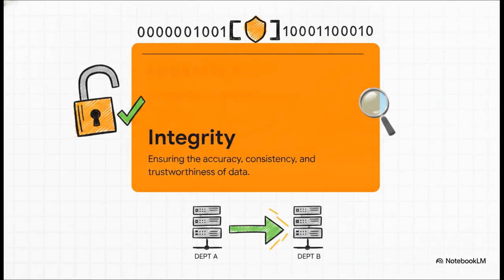Next up, the I is for integrity. This pillar guarantees the accuracy, consistency, and absolute trustworthiness of our data. We need to know for sure that when data is sent, processed, or stored, it hasn't been maliciously or even accidentally altered. If a file leaves Department A, it absolutely needs to arrive at Department B completely unchanged.